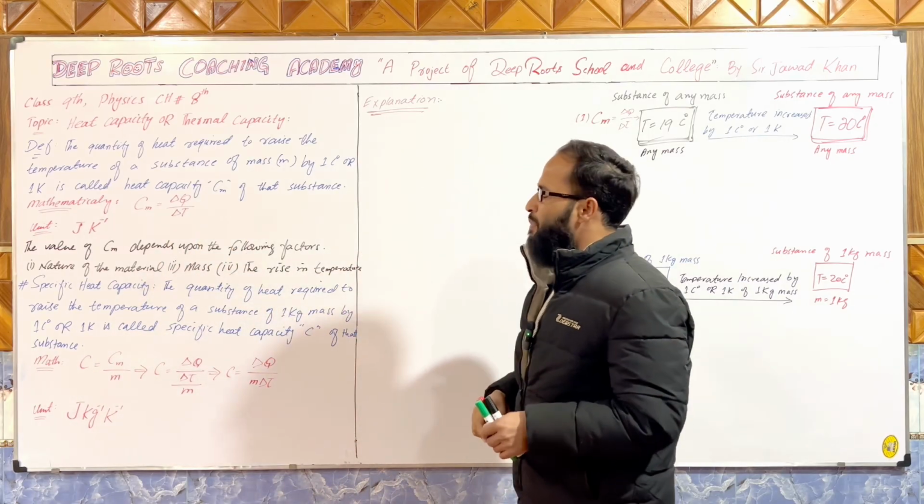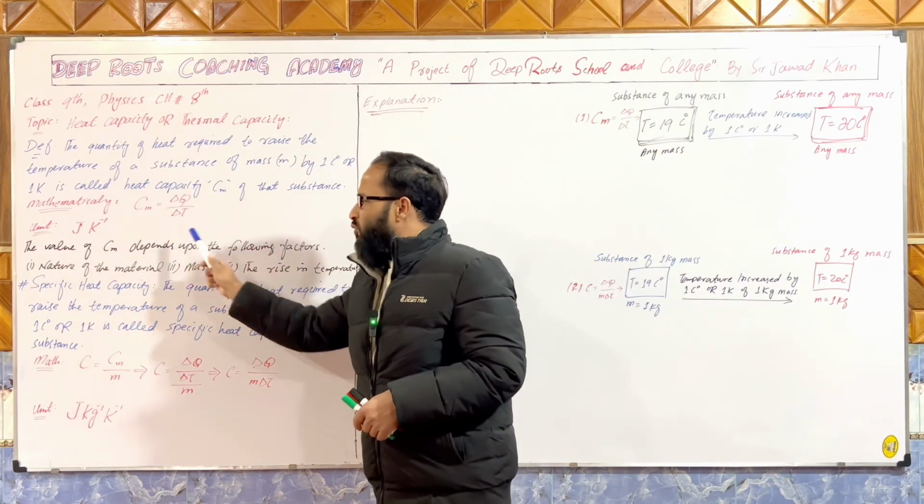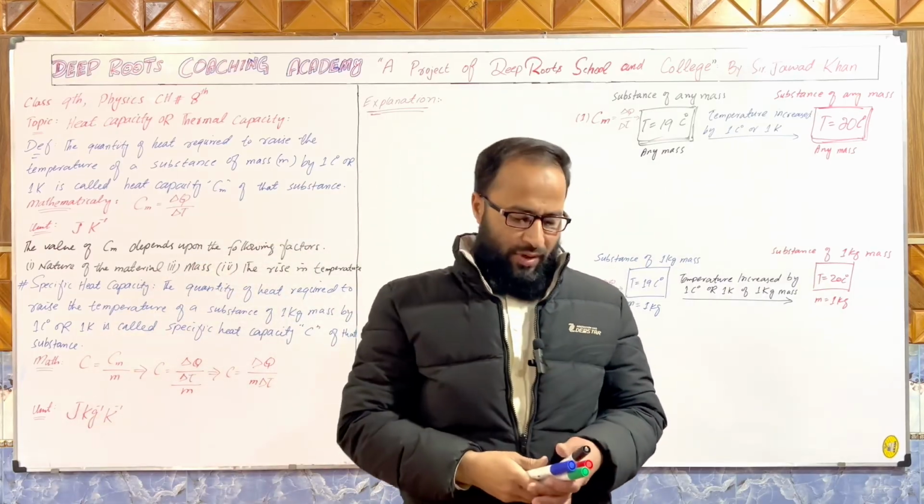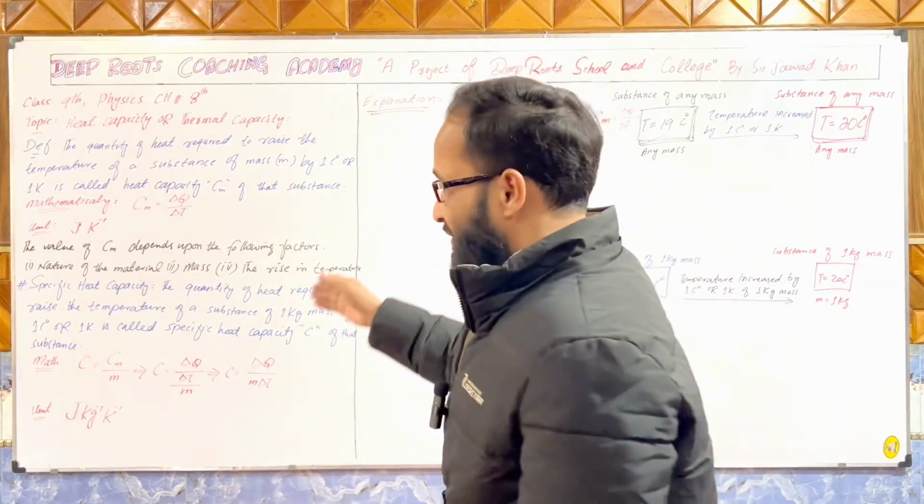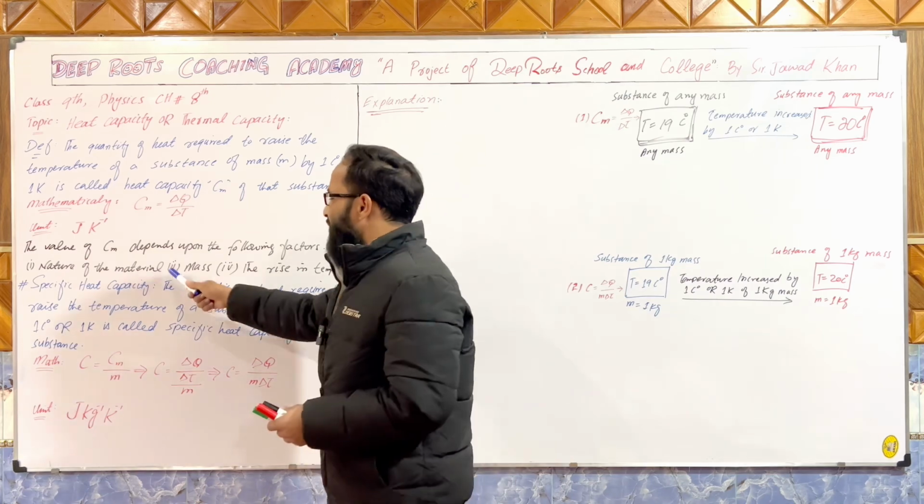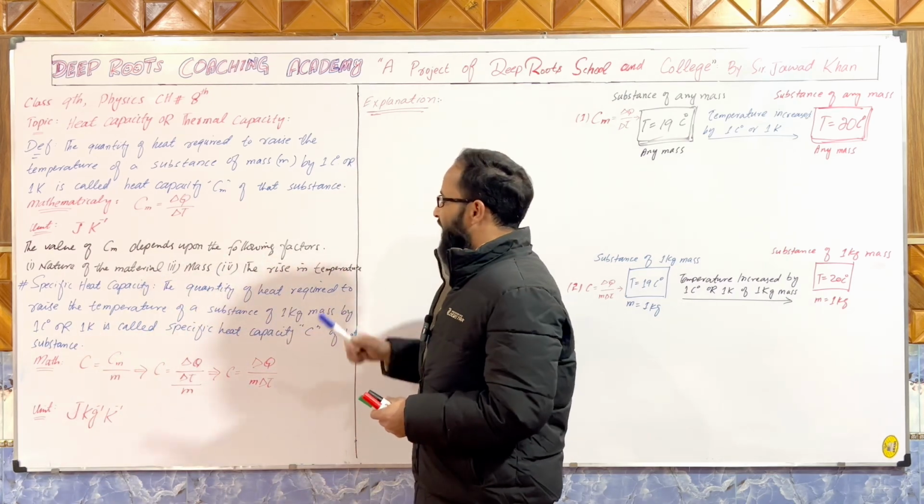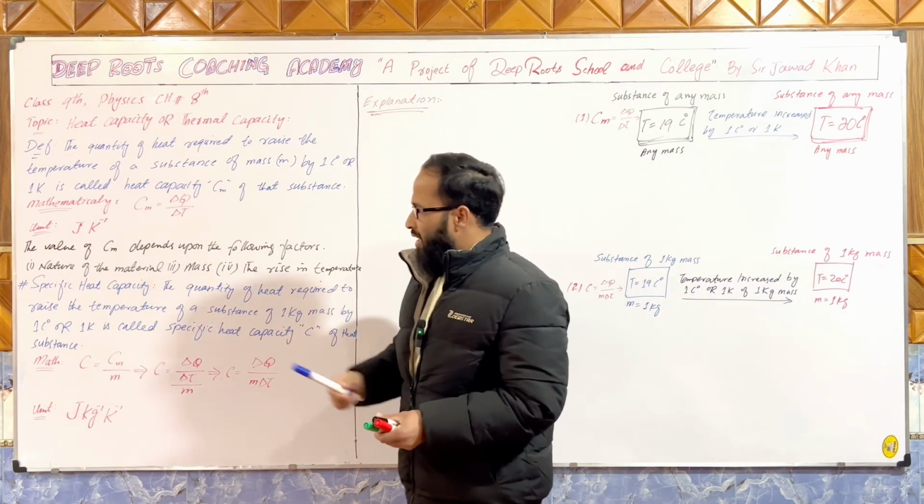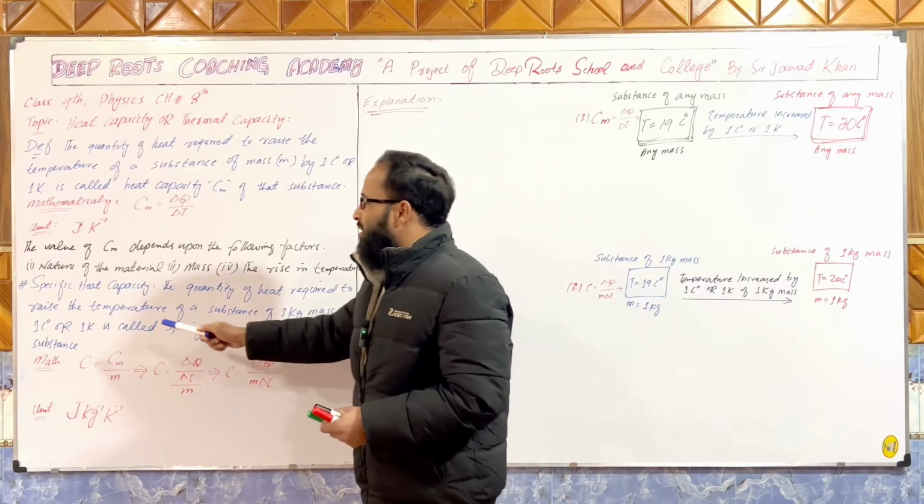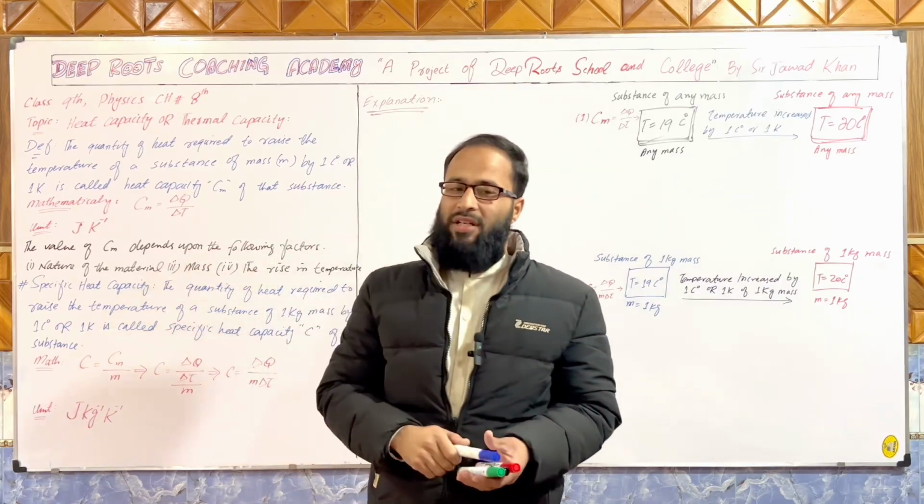Similarly, the Cm value, the heat capacity value, depends upon the following factors: nature of the material, mass, and rise in temperature. That will be explained here as well. Similarly, another thing is specific heat capacity.